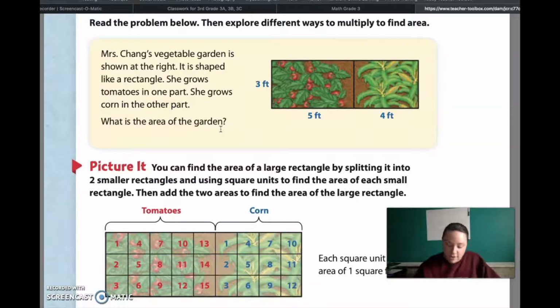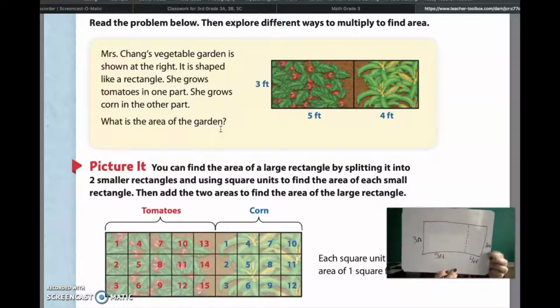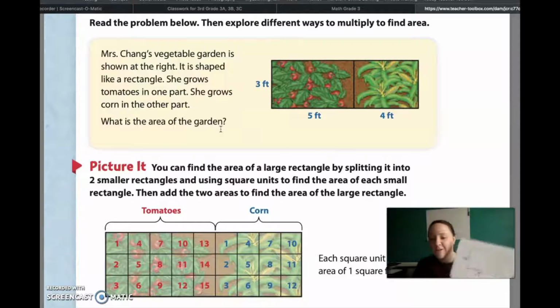Well, I'm going to draw it on my whiteboard again. And I will use the dotted line again for the corn side, which is 4 feet. Tomatoes is 5 feet. And our width is 3 feet. So I labeled both sides of the 3, so you knew that this side is the same as that side. I know it doesn't look like it in my picture. Ms. Barker is not an artist, clearly, but I'm trying.